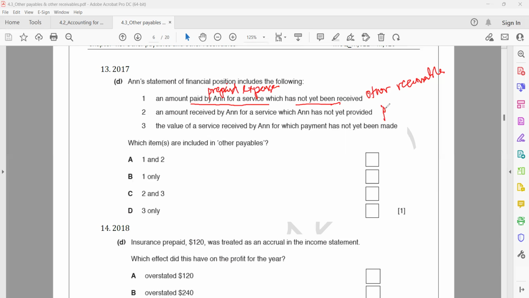An amount received by N for a service which N has not yet provided. This is the prepaid income. Okay. The value of a service received by N for which payment has not yet been made. So this one is actually accrued expenses. They already used the service but didn't pay yet. So they want liability. This is current liability. These two are the liability.